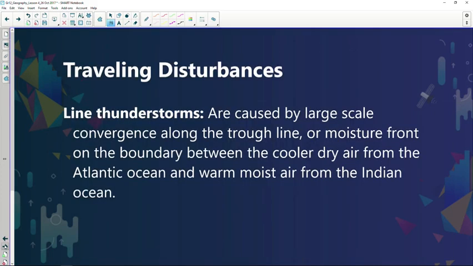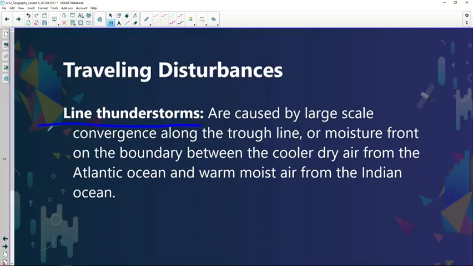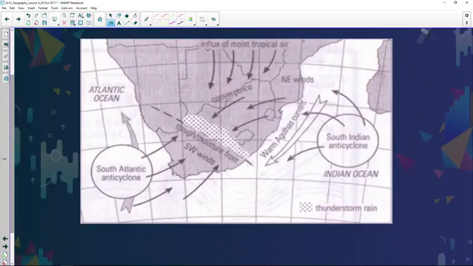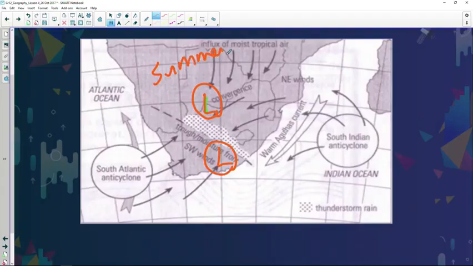Now, the type of rainfall that we experience during summer over the interior is known as line thunderstorms. Now, line thunderstorms develop only during summer when there's an extensive area of low pressure over the interior. Now, what do we know about low pressure? It's rising air. Now, why do we experience it during summer? Because of warm conditions. Low pressure systems develop over the interior of southern Africa because of very warm conditions, because it's summer.